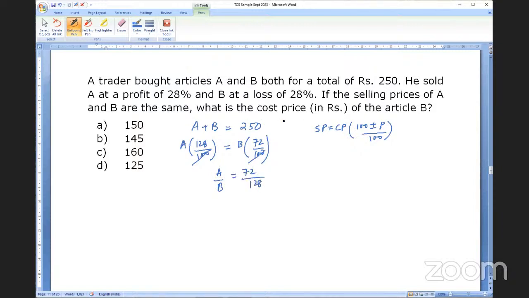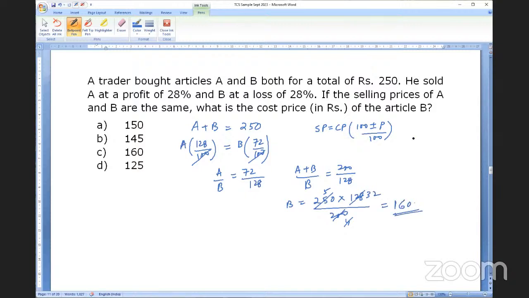Now, the question is, what is the cost price of article B? So if I add plus 1 on both sides, I'll get (A plus B) by B equals (72 plus 128) is 200 by 128. Now A plus B we know is 250. That means value of B is 250 into 128 divided by 200. This goes 5 times, this is 4, this is 32. 32 into 5 is 160.